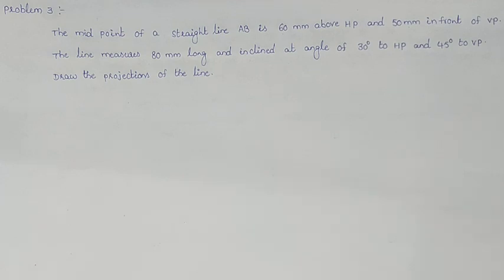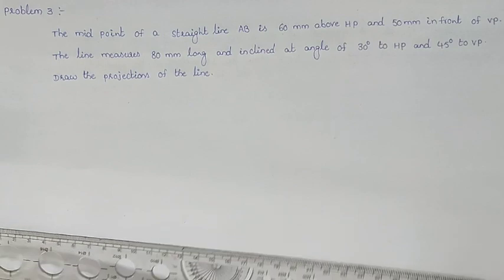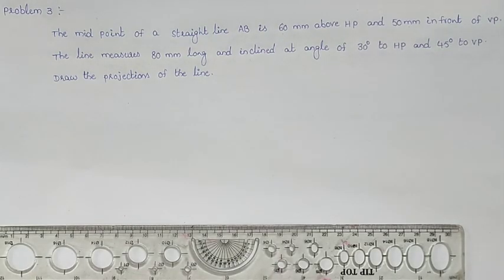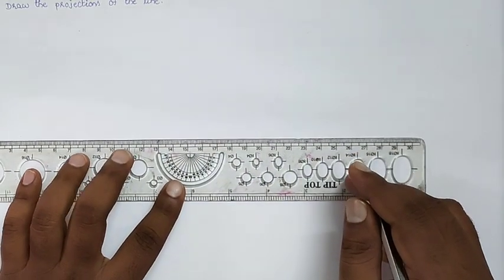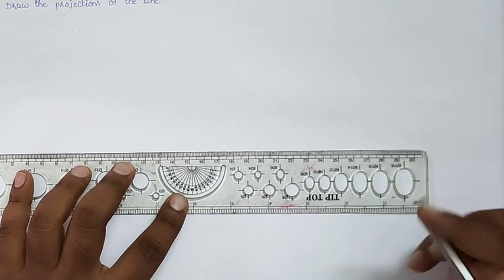The midpoint of a straight line AB is 60 mm above HP and 50 mm in front of the VP. The line measures 80 mm long and is inclined at an angle of 30 degrees to the HP and 45 degrees to the VP. Draw the projections of the line. So this problem is different from the previous problem. They are giving the midpoint projections and they are asking to draw the projections of the line.